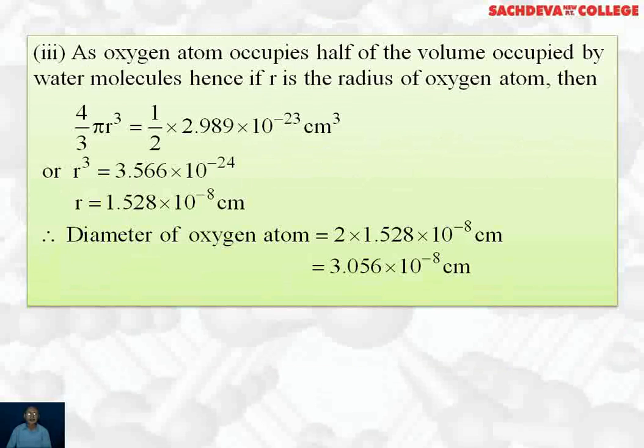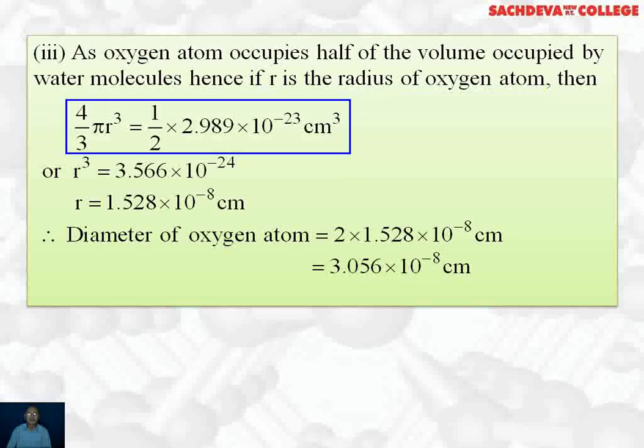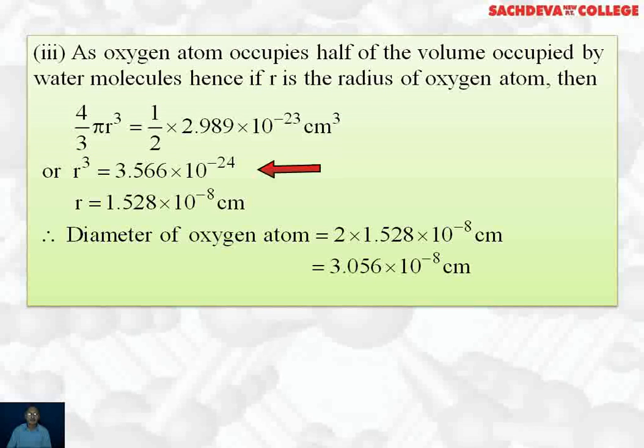As oxygen atom occupies half of the volume occupied by water molecules, hence if R is the radius of oxygen atom, then 4/3 π r³ is equal to half into 2.989 × 10^-23 centimeter cube. R³ will come out to be equal to 3.566 × 10^-24. On taking cube root, we get 1.528 × 10^-8 centimeter. This is radius. Diameter of oxygen atom will be twice of 1.528 × 10^-8 centimeter, which comes out to be 3.056 × 10^-8 centimeter.